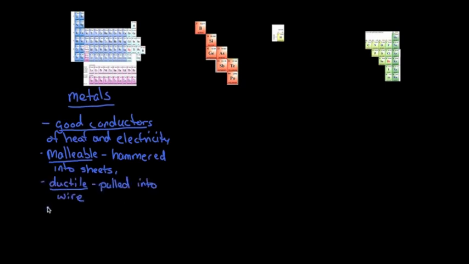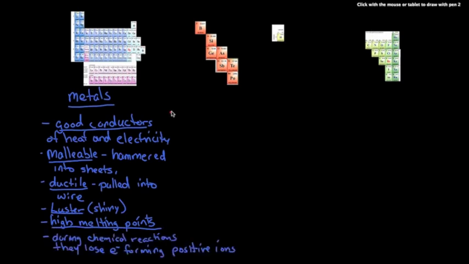They have luster, which is a synonym for shiny. It just means that they're shiny. They have high melting points. And some metals during a chemical reaction like to give up or lose electrons, and they form positive ions.